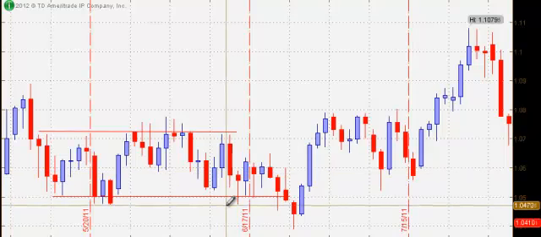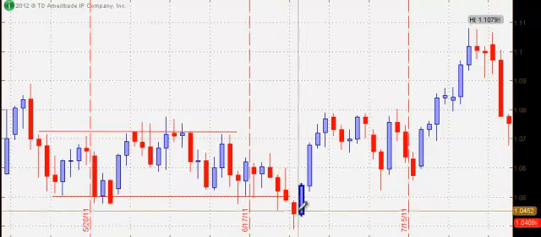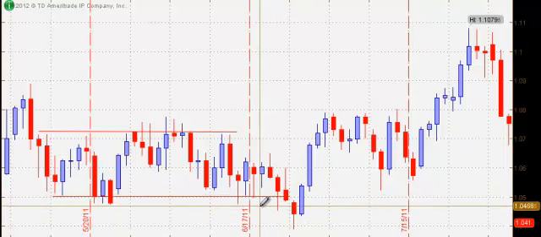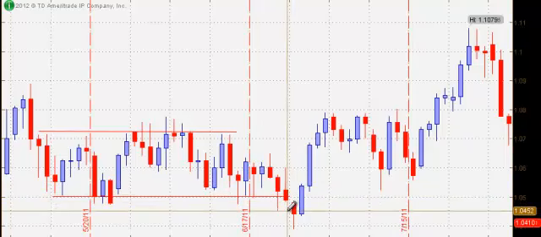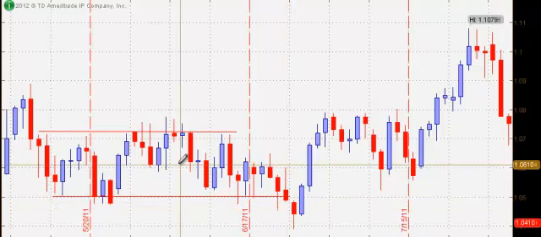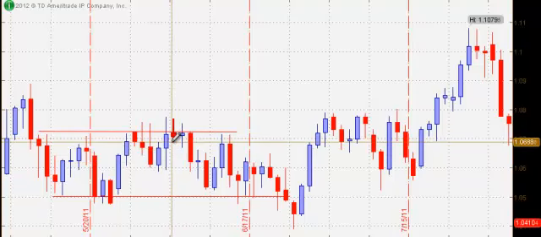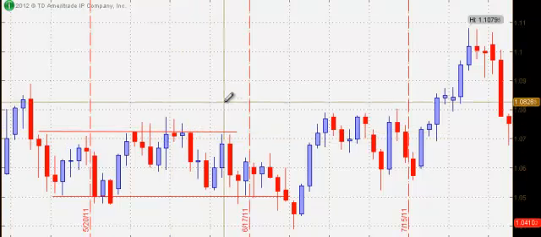If it breaks to the downside, it means that the sellers took control of the market, and in most cases, when there is a breakout to the downside, the price tends to move lower. And when there is a breakout to the upside, it means that the buyers took control of the market, and in most cases the price will move higher.